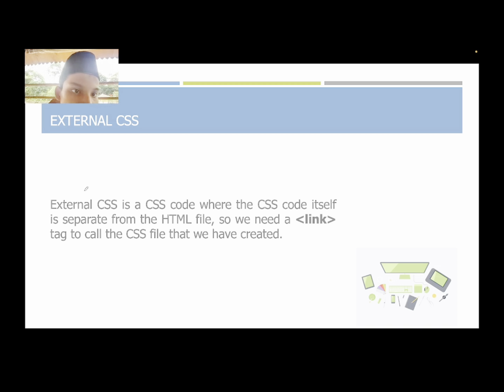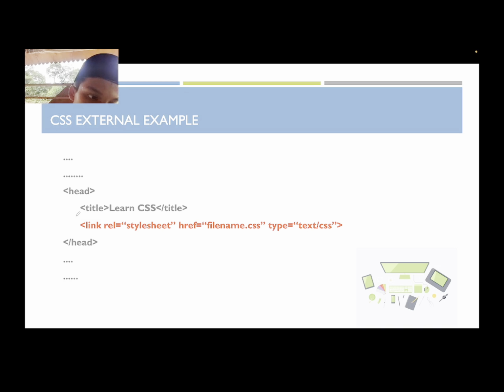Then we move to external CSS. External CSS is CSS code where the CSS code itself is separate from the HTML file. So we need a link tag to call the CSS file that we have created. Like this, we make a link and connect it to the CSS file. Then we put the CSS code in the CSS file.